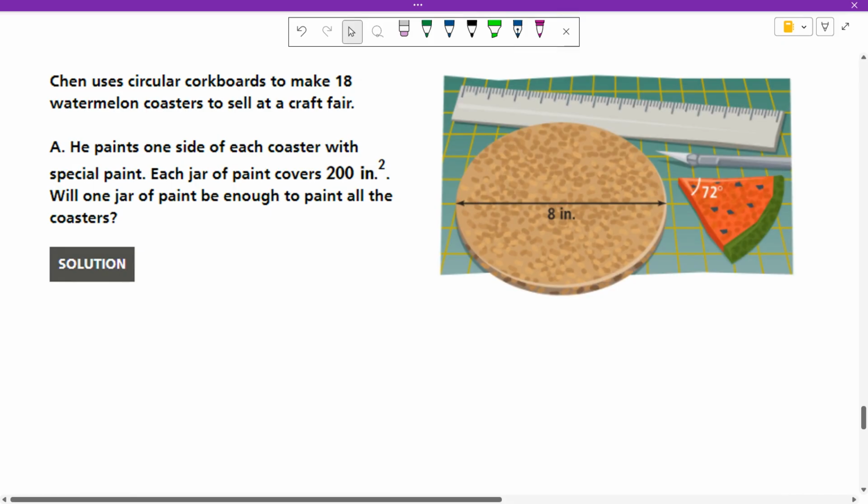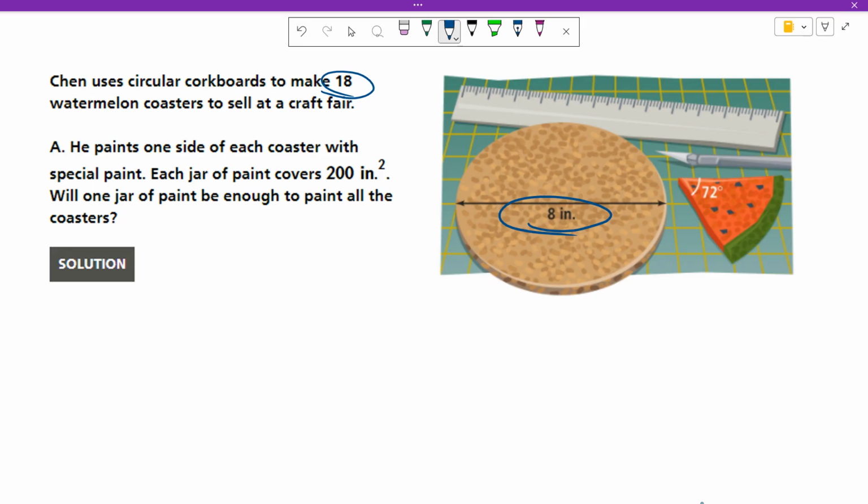Chen uses circular corkboards to make watermelon coasters to sell at a craft fair. He paints one side of each coaster with special paint. Each jar of paint covers 200 square inches. Will one jar of paint be enough to paint all the coasters? And he's making 18 of them. Let's find the area of one. Multiply by 18. So if the diameter is 8, what's your radius going to be? 4. So find the area of the sector.